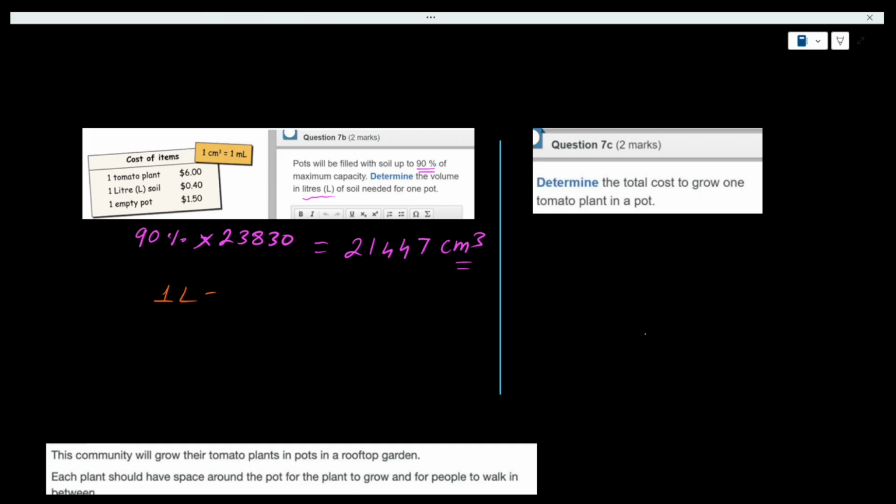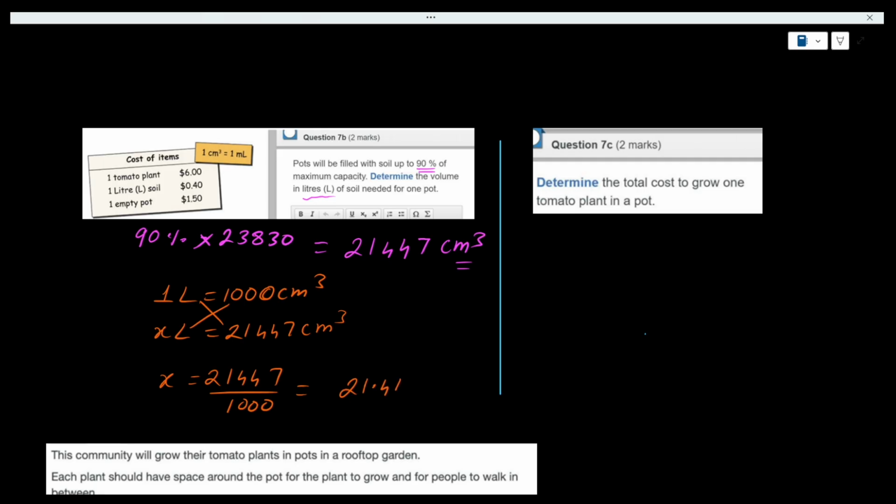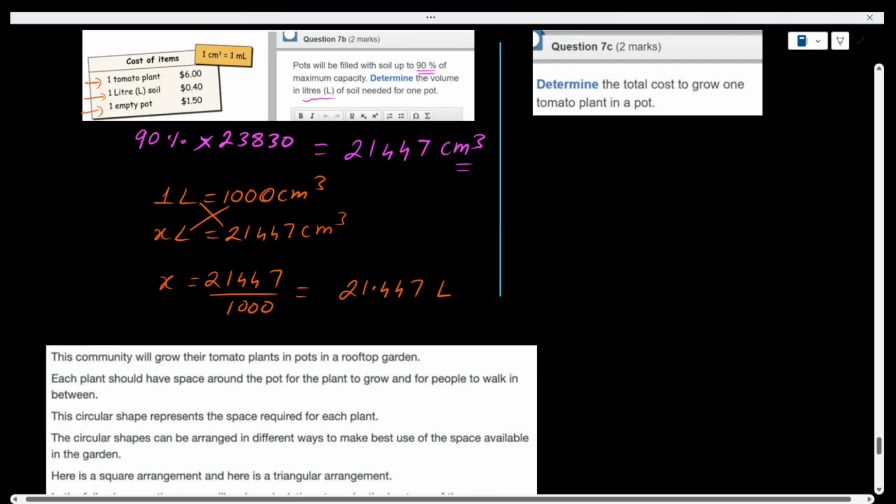Now determine the volume in liters. Now 1 liter is 1000 cubic centimeter. So what do I need to find out? X liter is how much? 21,447 cubic centimeter. If you do the cross multiplication, you will get the answer. So X will be 21,447 divided by 1000, 21.447 liter. If we take approximately here, 21 liter of soil is needed.